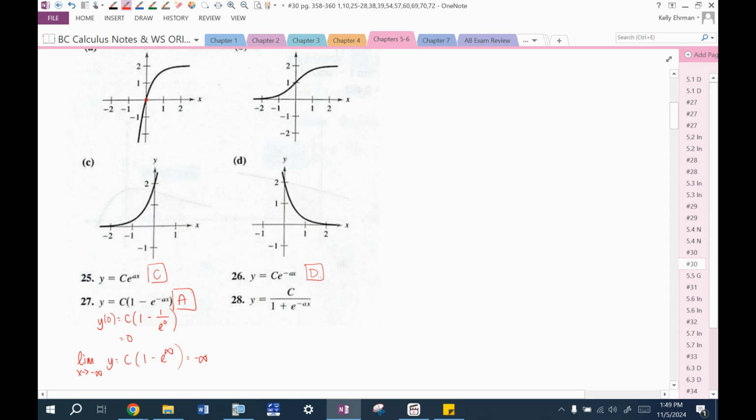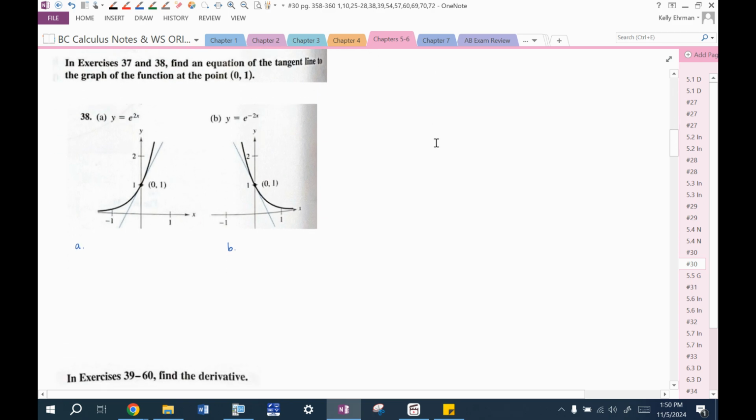And then 28 similarly would be, by process of elimination, B. But if you plug in 0, let's just do this. You get C over 1 plus e to the 0. You get C over 2, and we don't know what C is, but it could be that comes out to 1. So you get something that's not 0, basically, is the important part.